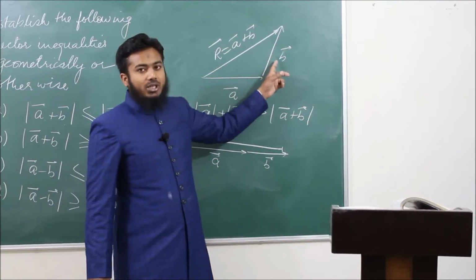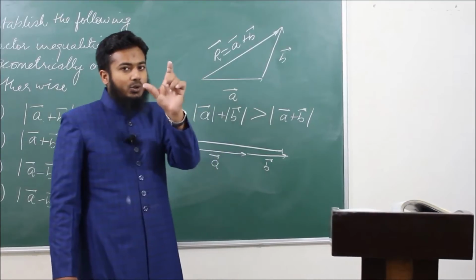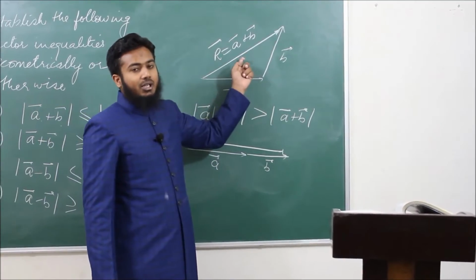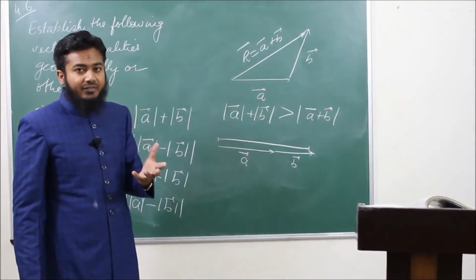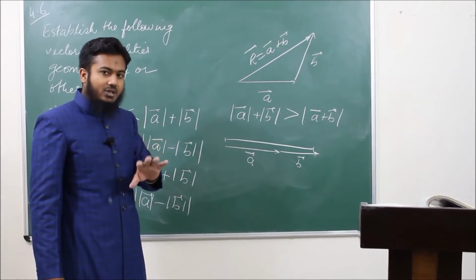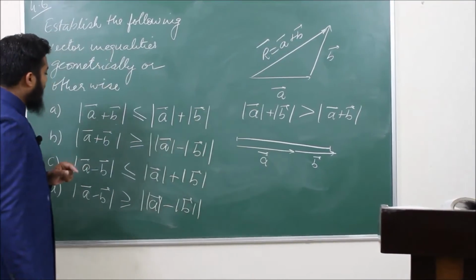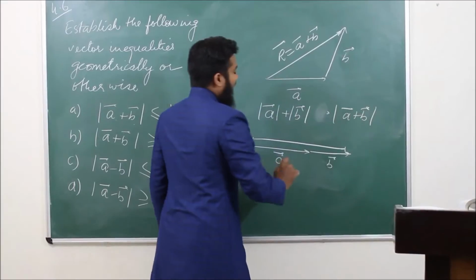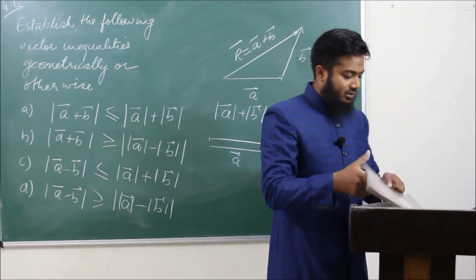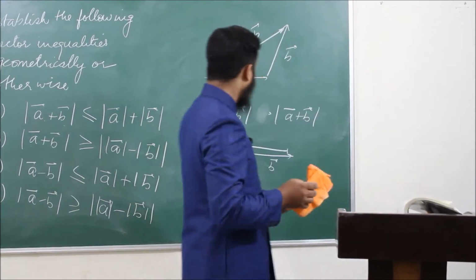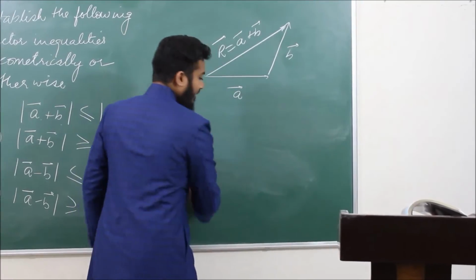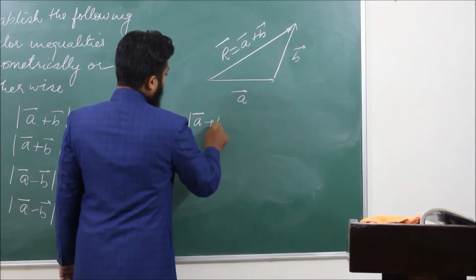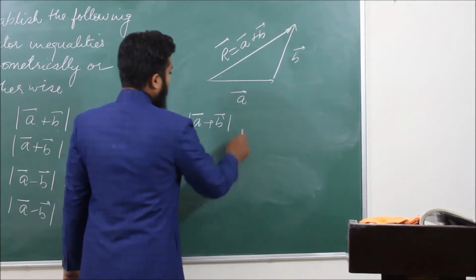बड़ी लेंथ में से छोटी लेंथ को हम सब्ट्रैक्ट कर रहे हैं, तो जो लेंथ आएगी, जो नंबर आएगा, वह इस लेंथ से less than होगा. So in a triangle, the difference of two sides is always less than the third side. So we can write this inequality here. In a triangle, the difference of two sides is less than the third side.